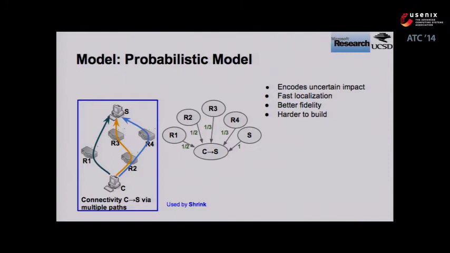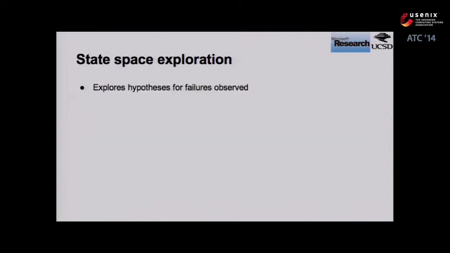You could do better. You could use a probabilistic model. Now this starts encoding uncertain impact. So this model says if R1 is going to fail, then there's a 50% chance that the connectivity between client and server is still going to be up. This model is harder to build because you need to know the uncertainties. All right, so we have a model.